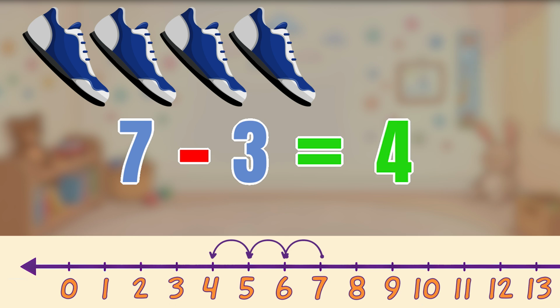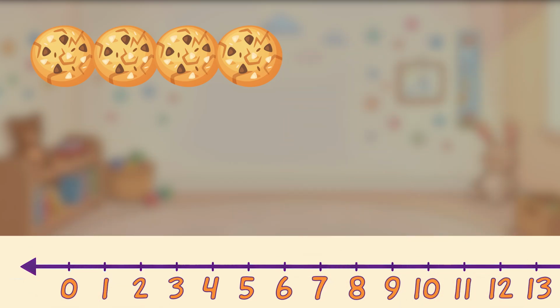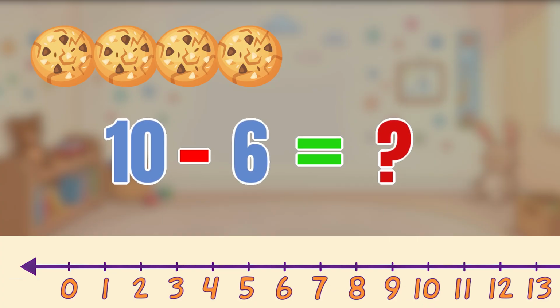Right, 4. 7 minus 3 equals 4. Great job. Let's try another one. You have 10 cookies and you eat 6 of them. Yummy. 10 minus 6 equals, start at 10 and hop back 6. How many are left?